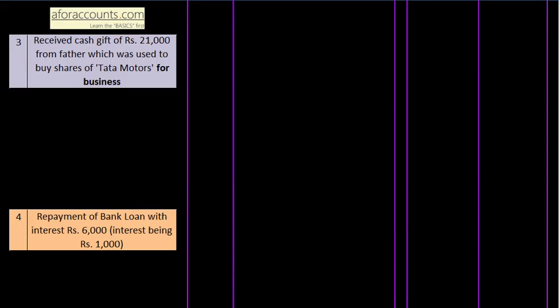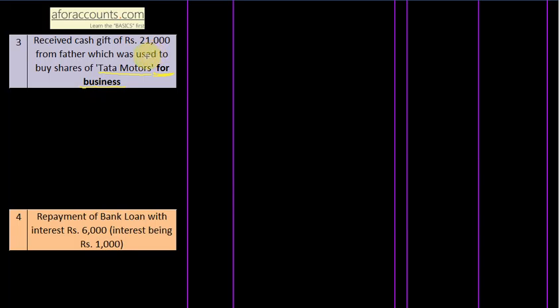Point number 3. Received cash gift of rupees 21,000. Wow, a gift of 21,000 is received from father, which was used to buy shares of Tata Motors for business. Business के लिए shares use किया है. So the gift which was given on personal front of 21,000 has been brought in business because the shares of Tata Motors are bought for business. So what is this? Ultimately you are getting capital in the business in form of 21,000 invested in shares.